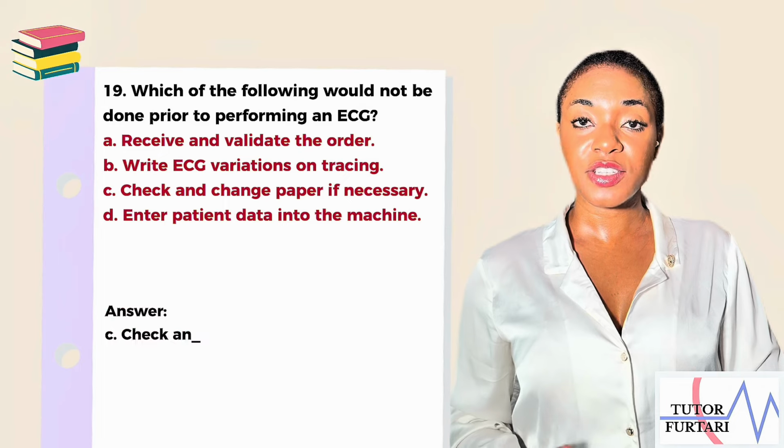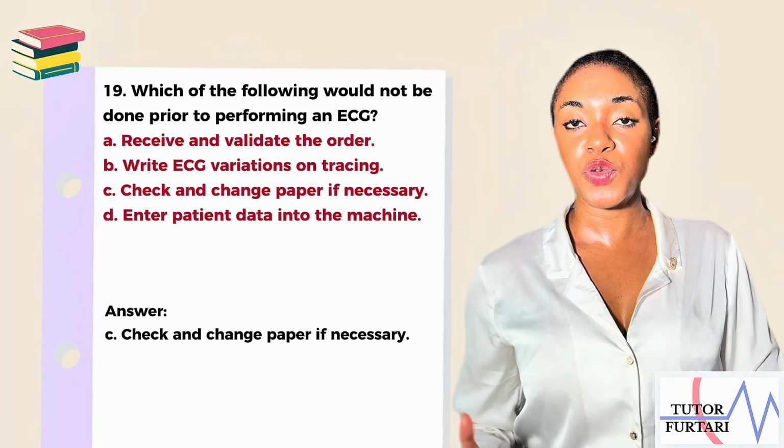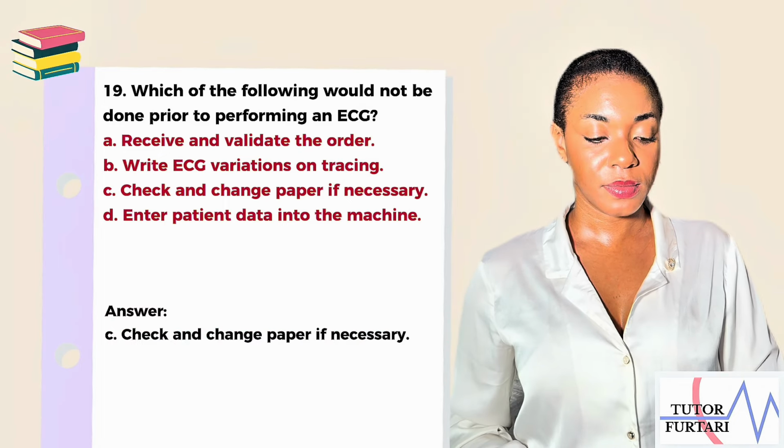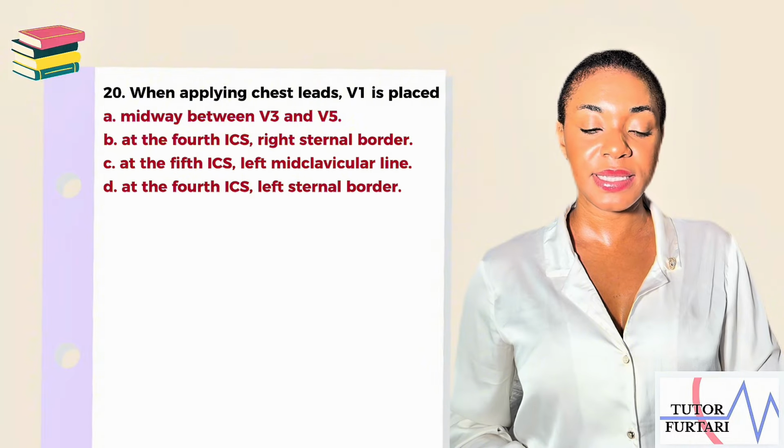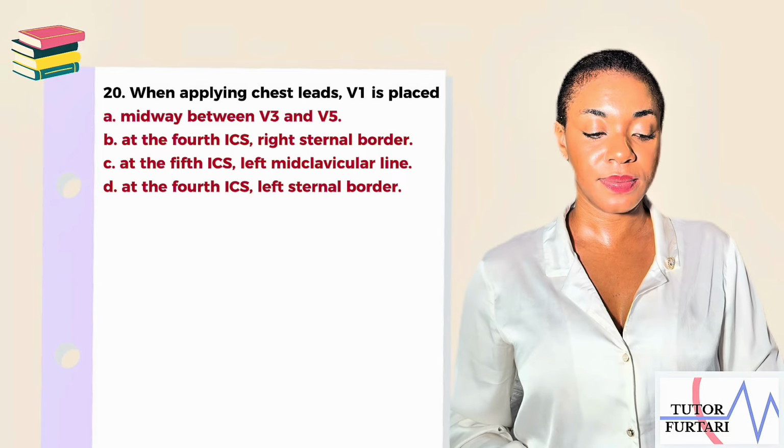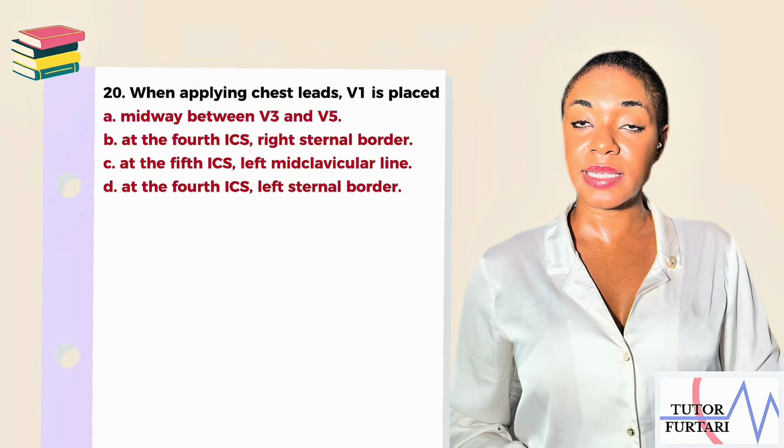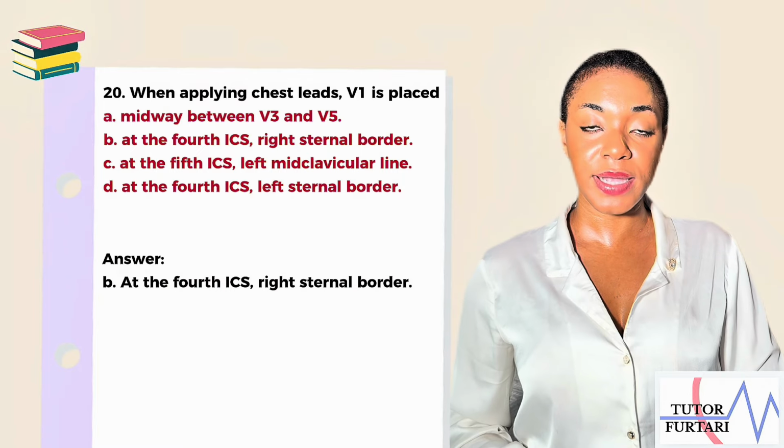The answer is C. Check the paper. Check if you need to refill the paper. 20. When applying chest leads, V1 is placed where? You are correct, at the 4th intercostal space, right sternal border.